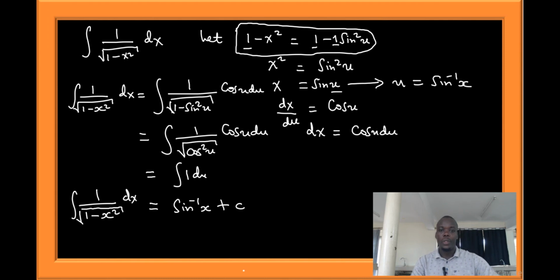That is what we need to know. So whenever we integrate 1 out of square root of 1 minus x squared with respect to x, we get sine inverse of x plus a constant. Let's move to example number 2.